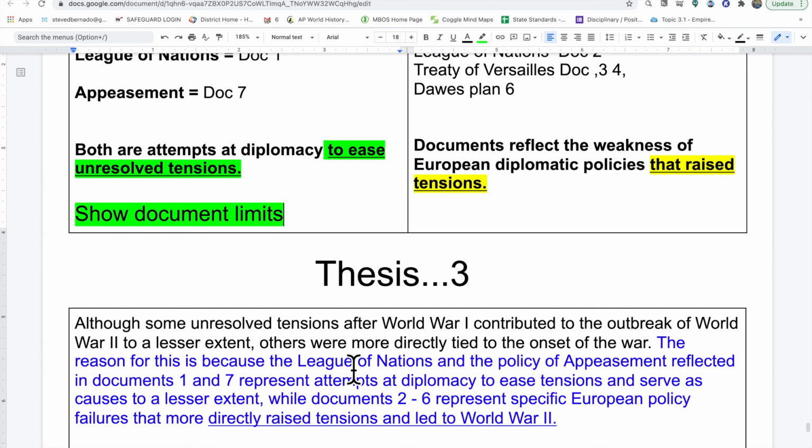Although some unresolved tensions after World War I contributed to the outbreak of World War II to a lesser extent, others were more directly tied to the onset of war. The reason for this is because the League of Nations and the policy of appeasement reflected in Documents 1 and 7 represent attempts at diplomacy to ease tensions and serve as causes to a lesser extent, while Documents 2 through 6 represent specific European policy failures that more directly raised tensions and led to World War II.